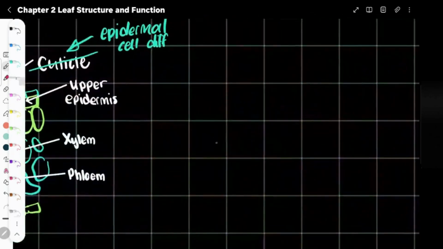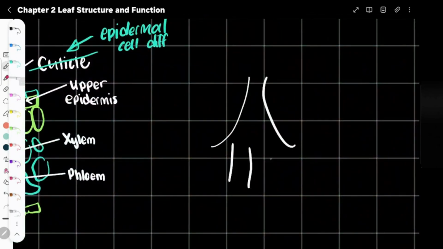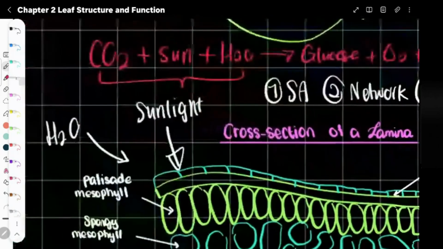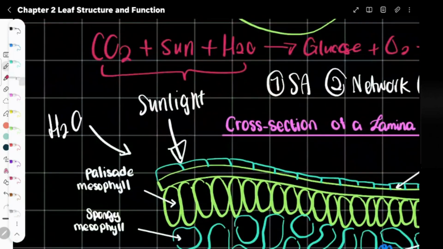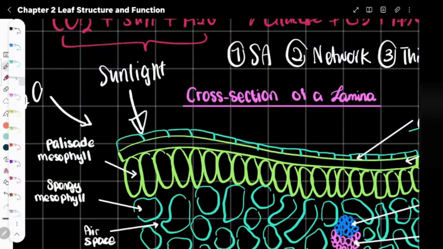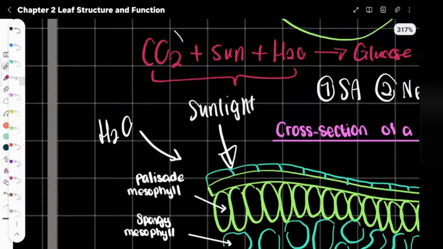Yes, correct. A tree, the root. Remember the root? The root has xylem. It will take the water through the xylem and transfer it to the leaf. That's why we already have water. Technically we do have water, but the leaf will not be able to get water directly. Okay, that's all.